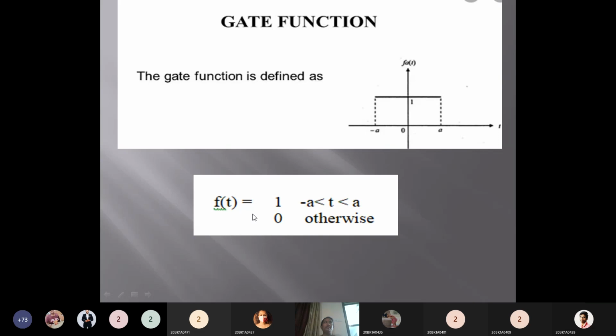That is, f of t is equal to 1 during the period of minus a to a, then 0 otherwise. 0 otherwise in the sense there is no chance to have any constant amplitude again before minus a and after plus a. That is the gate function I have defined here. As you wish, you can have your own gate function. If you search for the gate function on Google, you will get a number of different functions and mathematical equations corresponding to the graphical representation of the gate function.